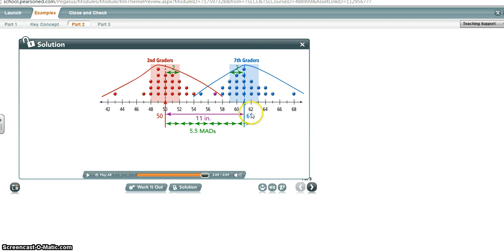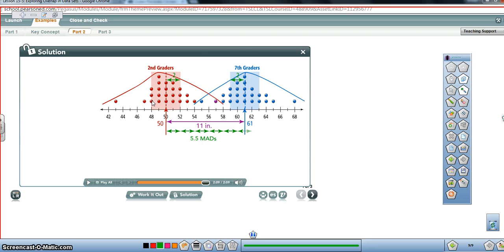Okay, so since our mean here was 50 and our mean here was 61, that's a spread of 11. The mean absolute deviation is 2, so it would take 5.5 twos, this is only a half, 5.5 twos to get all the way across from one mean to the next.